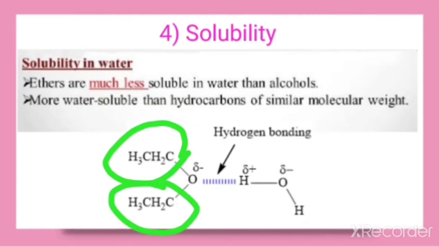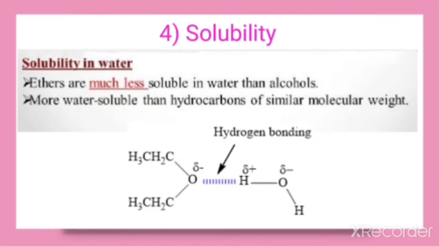When the size of the alkyl group increases, it decreases the tendency to form hydrogen bonds. So we can say that the solubility of ethers in water decreases from lower members to higher members, because the size of the alkyl group increases. Therefore, its tendency to form hydrogen bonds decreases. So ethers are much less soluble in water than the alcohols, but more water soluble than hydrocarbons of similar molecular weight.